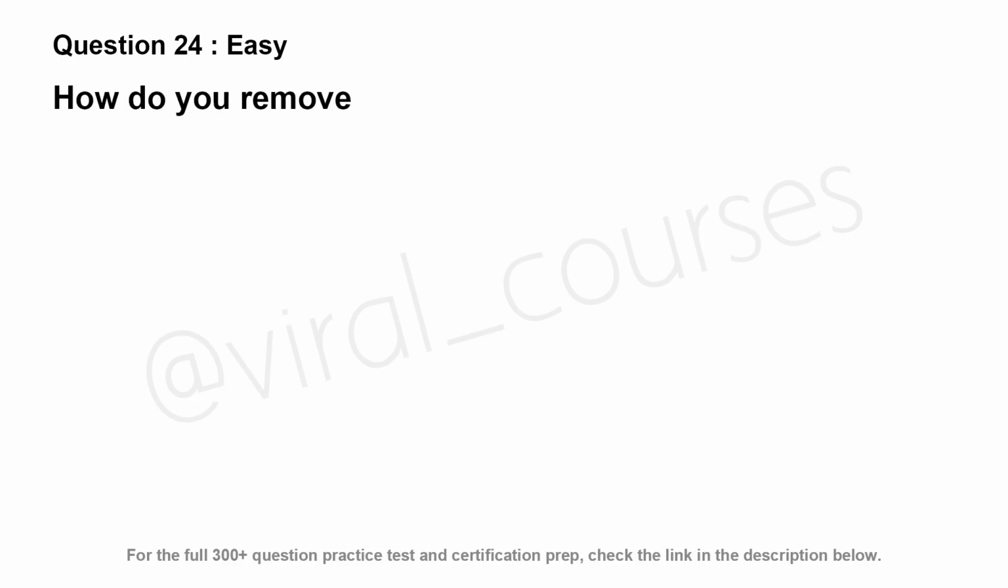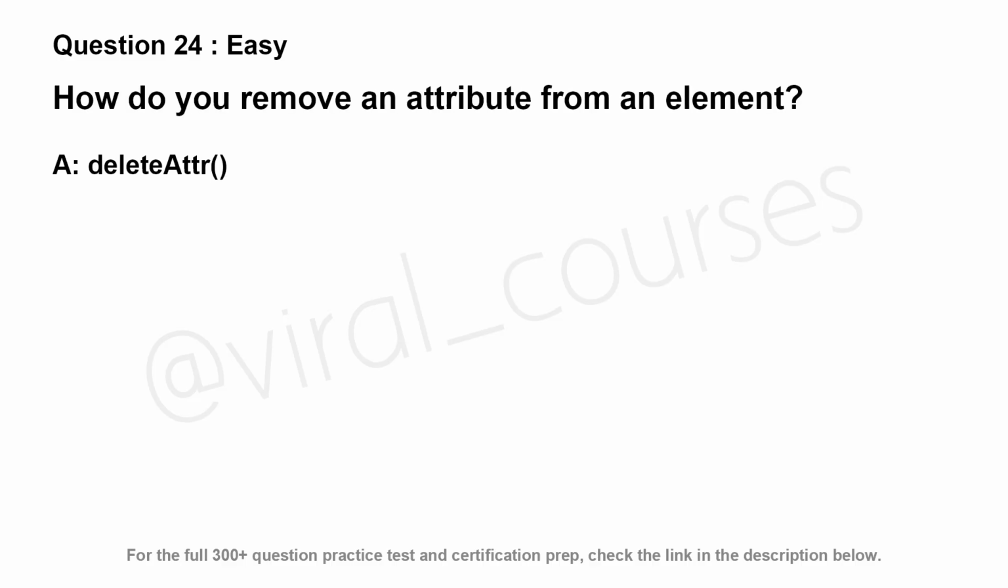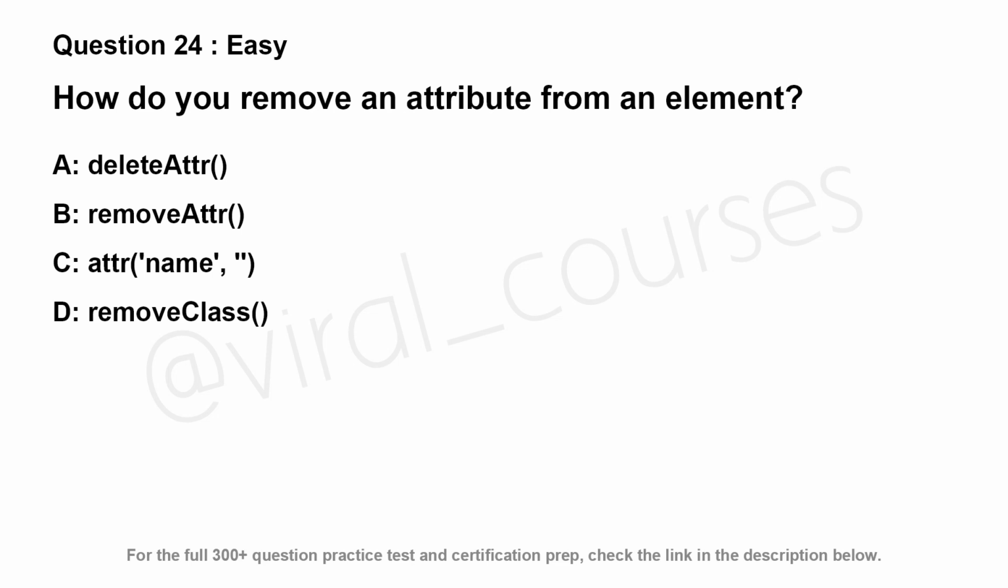How do you remove an attribute from an element? Option A, delete attr. Option B, remove attr. Option C, attr, name. Option D, remove class.